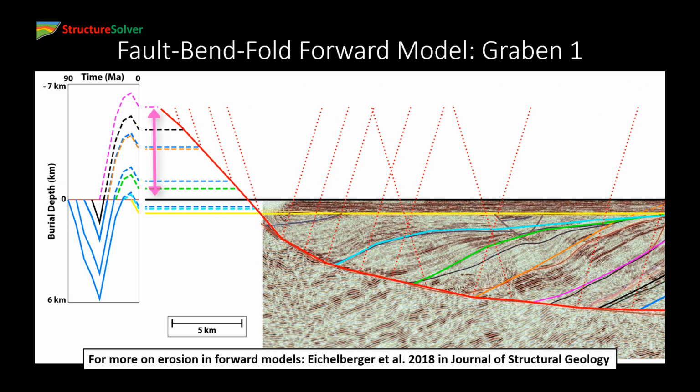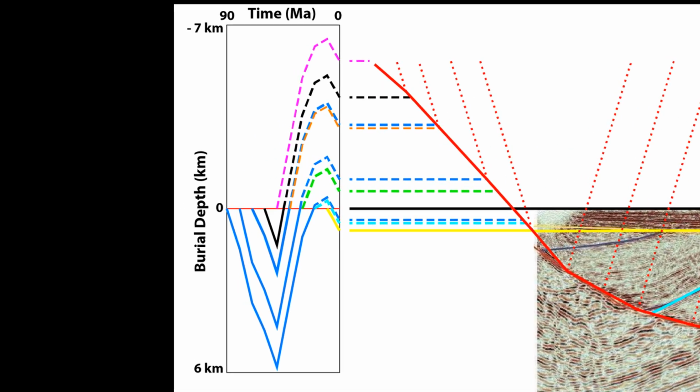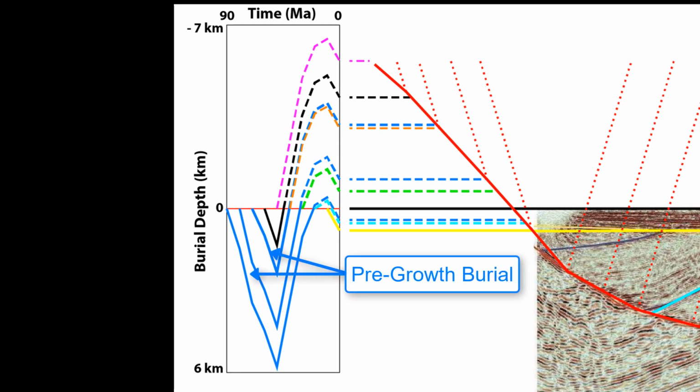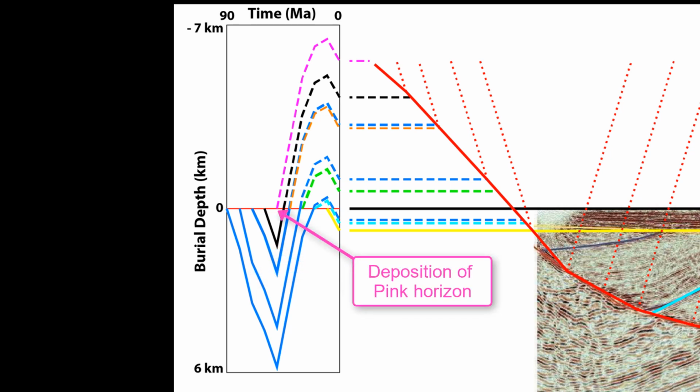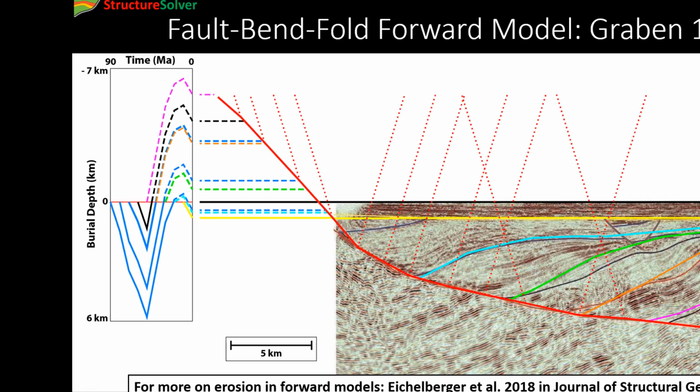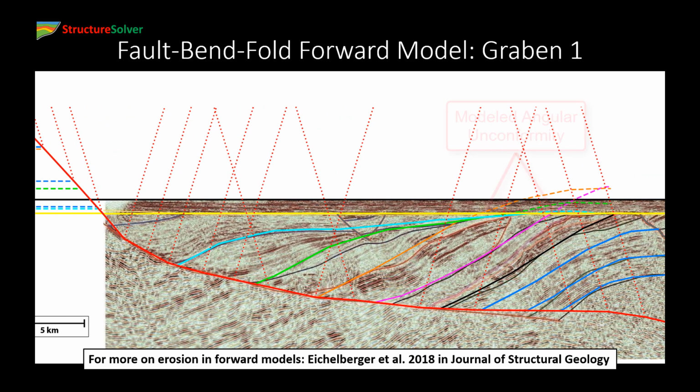In this case, the model indicates almost 6.5 kilometers of material was eroded from the footwall. This is shown in a burial history plot where the initial pre-growth horizons were deposited during a phase of regional burial, but when extension initiated at the deposition of the pink horizon, syn-extensional erosion dominated, resulting in the observed angular unconformities in the Syn-Rift section.